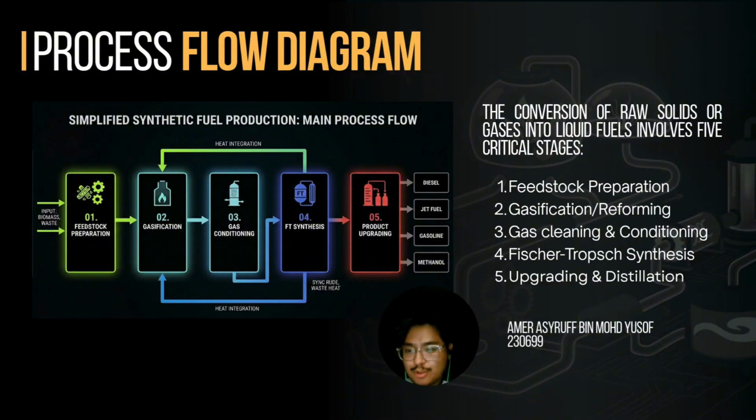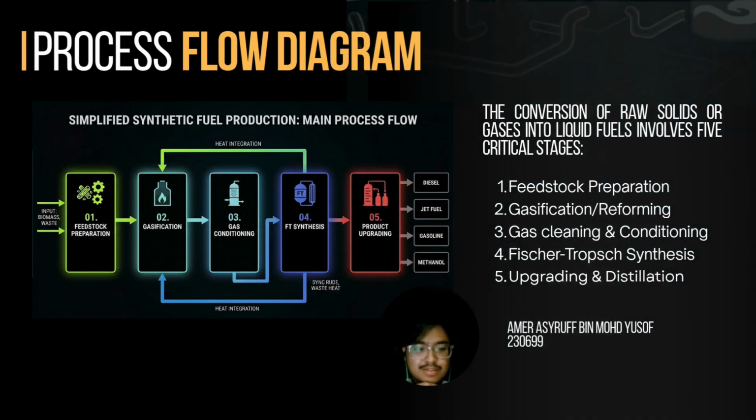For part 2, I will be explaining the process flow diagram and also the process description. Basically, in the synthetic fuel industry, the conversion of raw solids or gases into liquid fuels involves 5 critical stages. The first is feedstock preparation, then gasification or reforming, then gas cleaning and conditioning, then Fischer-Tropsch synthesis, and lastly upgrading and distillation.